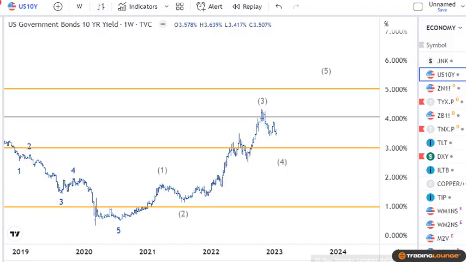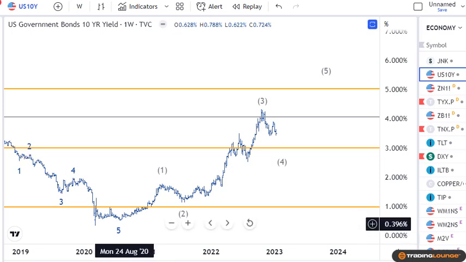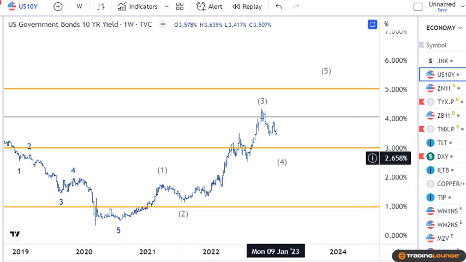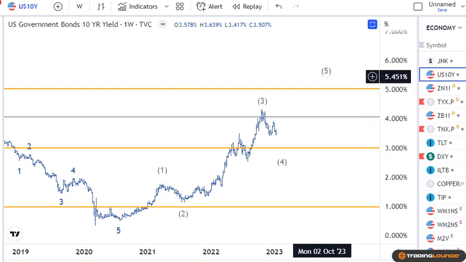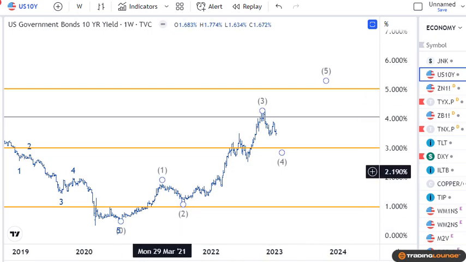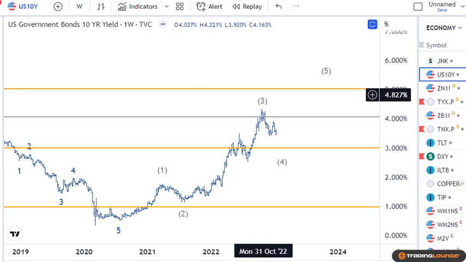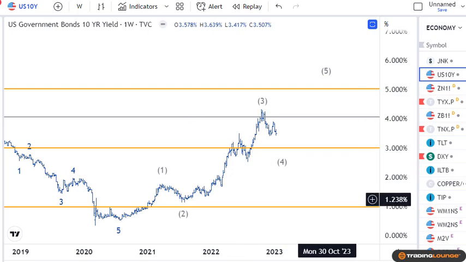Okay, so weaker dollar, weaker yields, stronger commodities. That's pretty much the play in terms of this 10-year yield here. We can look at this in two different ways. We can look at it from the low here as 1, 2, 3, 4, and then going up to wave 5. Or we can look at it as an A wave, a B wave, and a C wave here, and we come much further down.